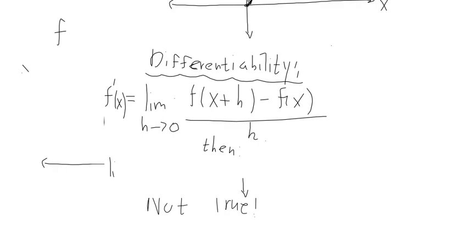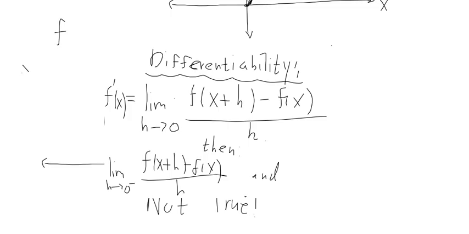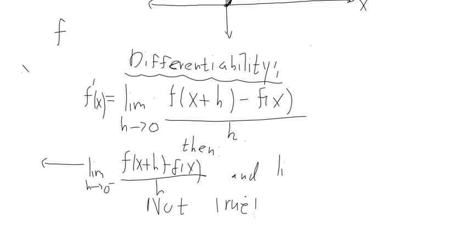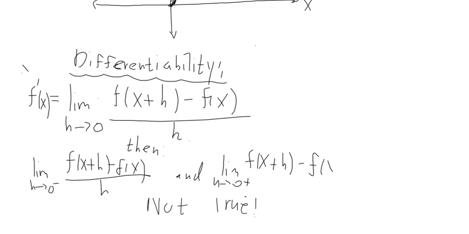One is the limit as h goes to 0 from the left of f of x plus h minus f of x, all over h, which we compare to its right-hand limit: the limit as h goes to 0 from the right-hand side of f of x plus h minus f of x, all over h as well. So we need to show this.